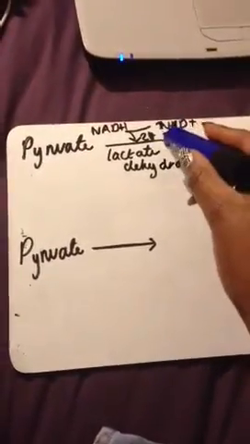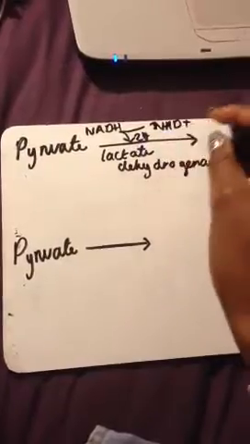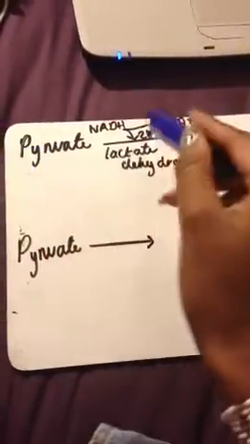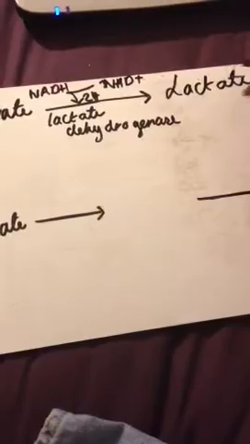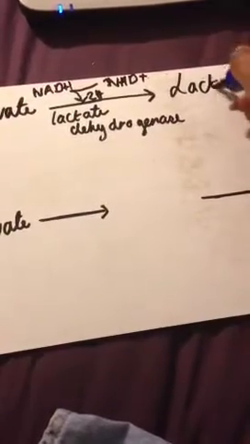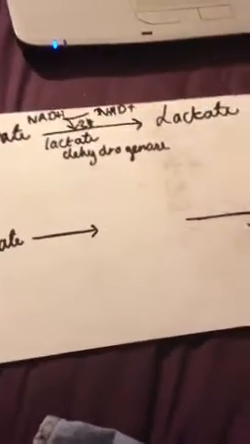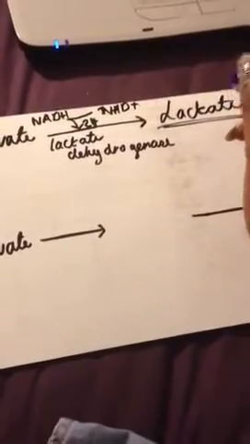So we take these 2 hydrogen atoms, and lactate dehydrogenase catalyzes this reaction, and by collecting these 2 hydrogen atoms, we form a compound called lactate. That's lactate, and that's the end of our anaerobic respiration, or lactate fermentation, in animals.